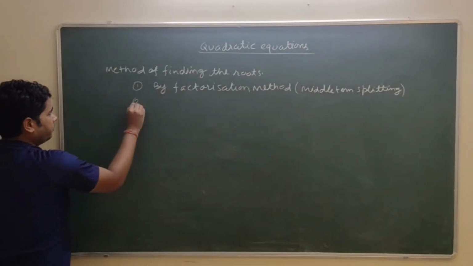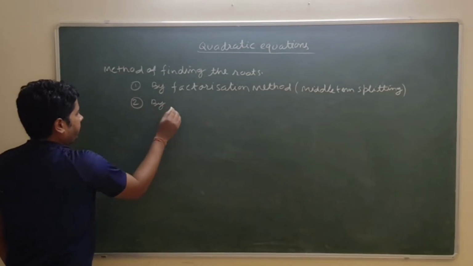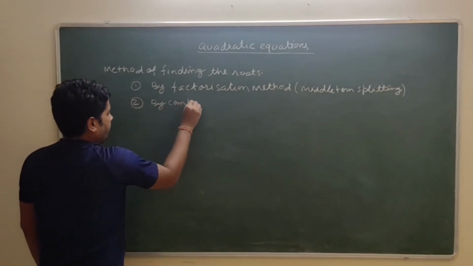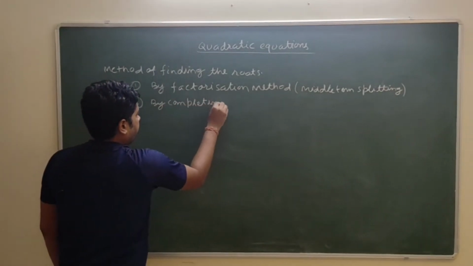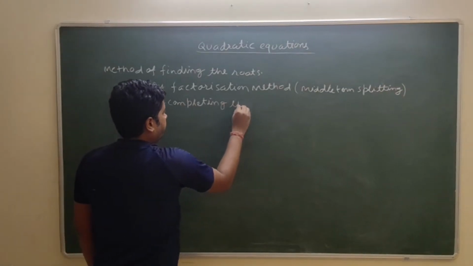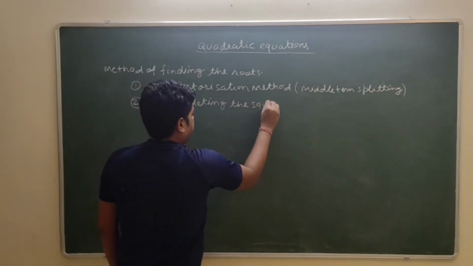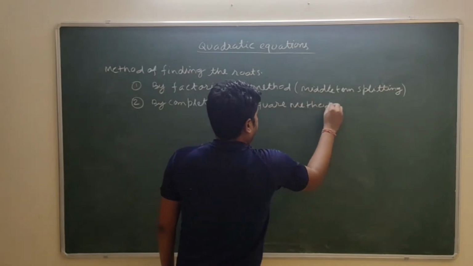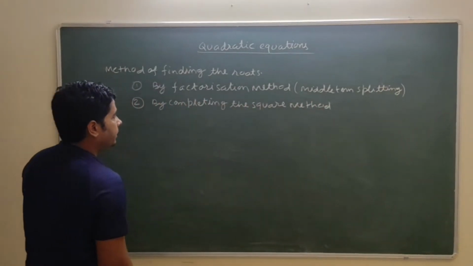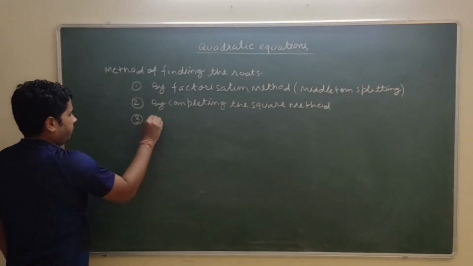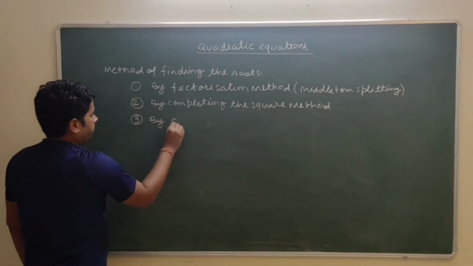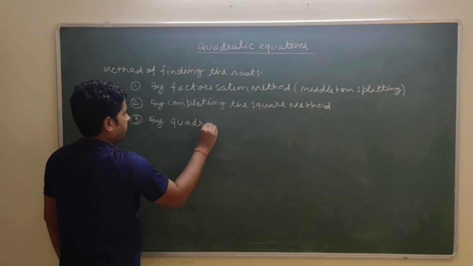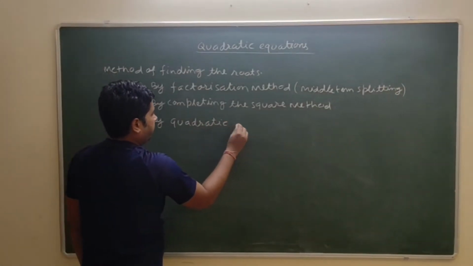Now method number 2 is by completing the square method. And the third method is by quadratic formula.